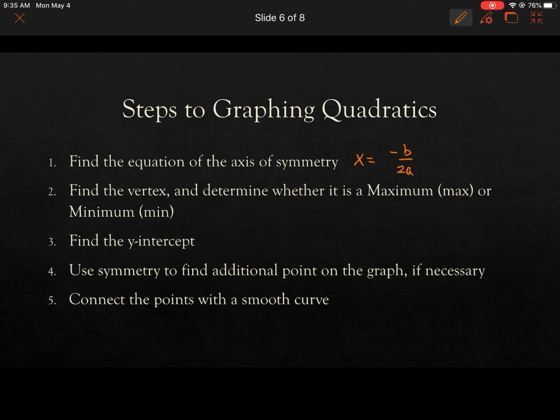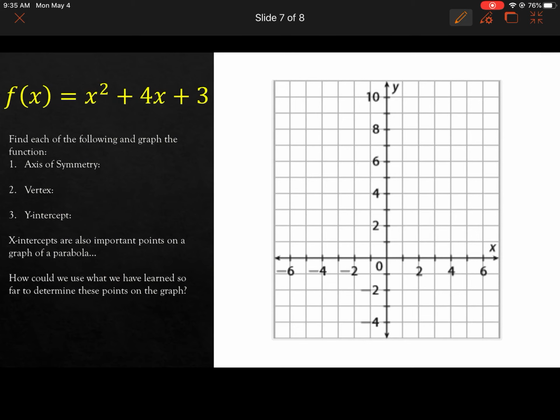And then finally, we're going to connect the points with a smooth curve, as smooth as possible, no sharp lines. All right, so let's look at this one as our example. f of x equals x squared plus 4x plus 3. Notice that our a value is 1, our b value is 4, and our c value is 3. So the axis of symmetry is going to be negative 4 divided by 2 times 1, because that's my a and b values.